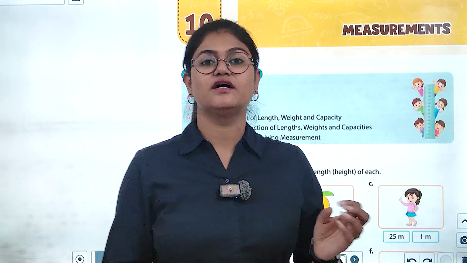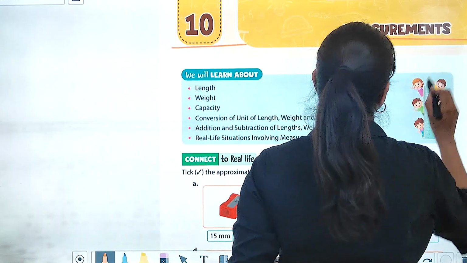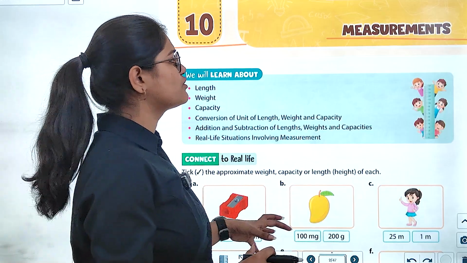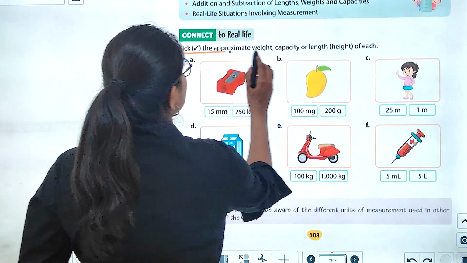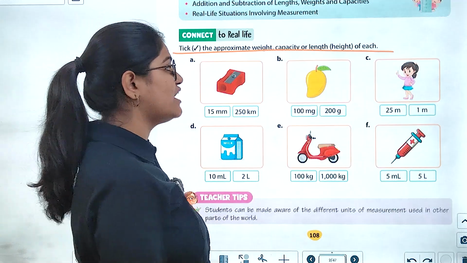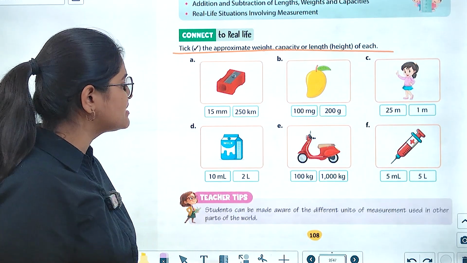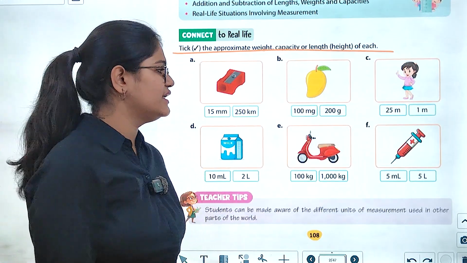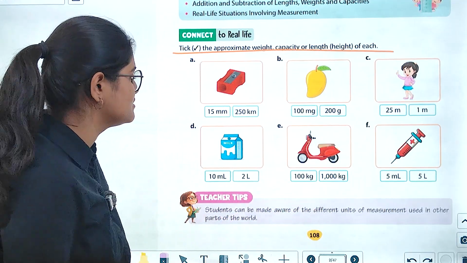So let us begin with chapter number 10, and the name of the chapter is measurements, right? So let's see how we use these measurements in our daily life. Now they are saying to take the approximate weight, capacity or length, that means height, of each. So we have to measure the height, weight or length of all these objects according to an idea, and we have to tick those things, correct?